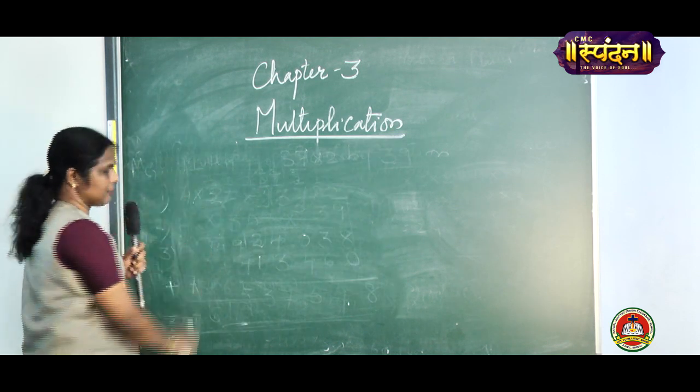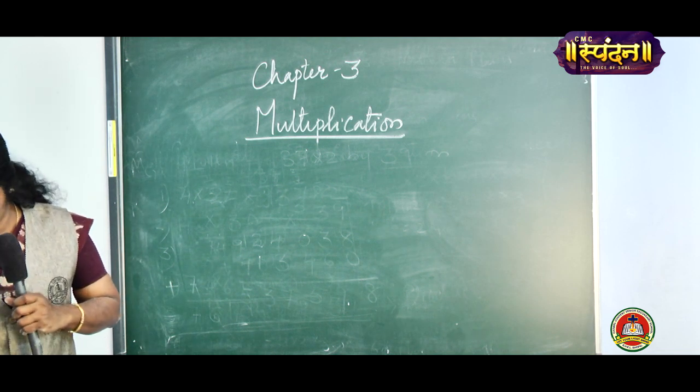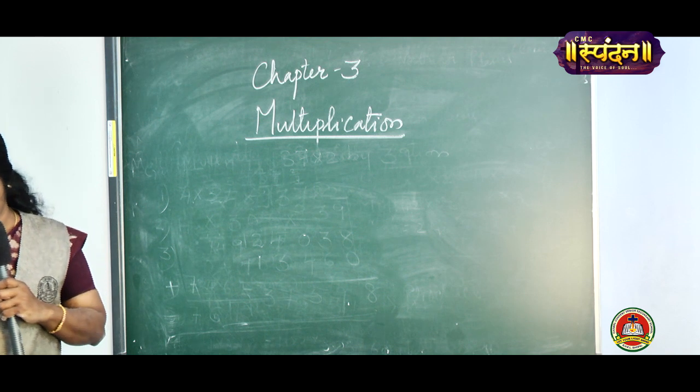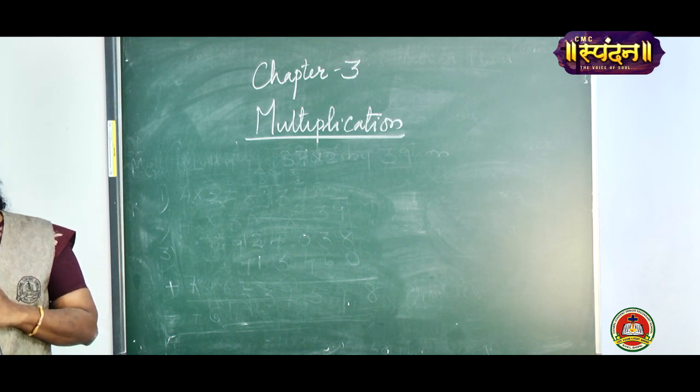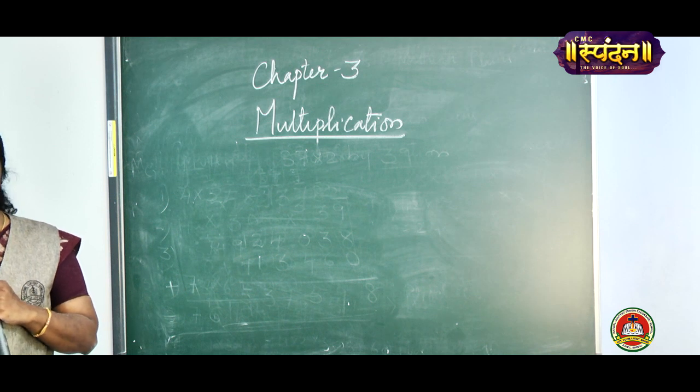From the textbook itself, I am taking a question. Each floor of a building is fitted with 84 windows. There are 14 floors in each building. There are 22 such buildings in a complex. Calculate the total number of windows fitted in the complex.